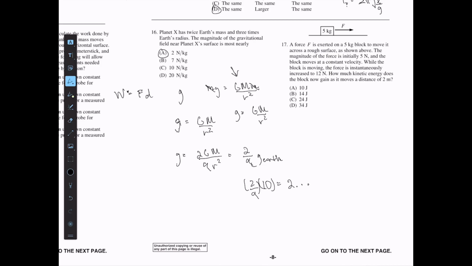So the work energy theorem states that the work done is equal to the change in kinetic energy. So how much work is done on this? Initially it's just being pushed with a force of 5 newtons, but it's increased to 12 newtons. So a net force of 7 newtons is exerted over a distance of 2 meters. So 14 joules of kinetic energy should be gained.